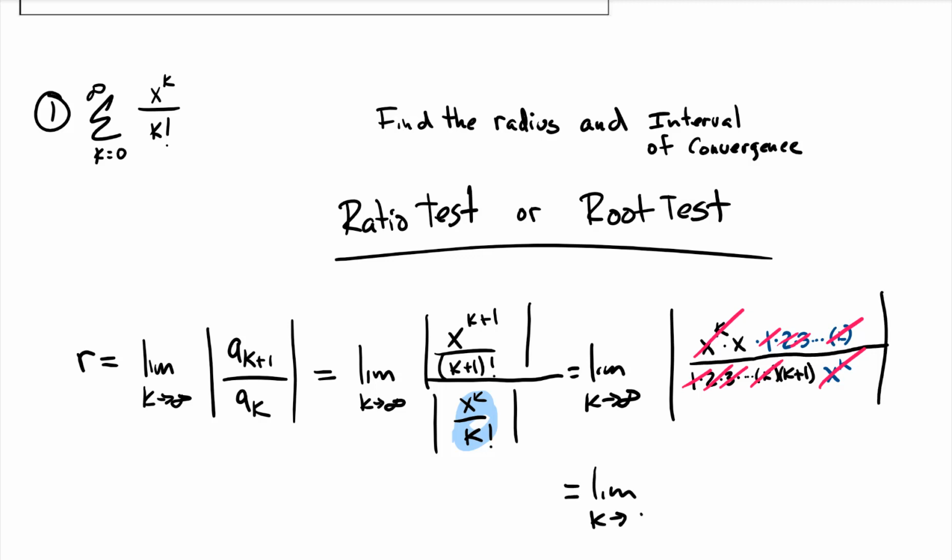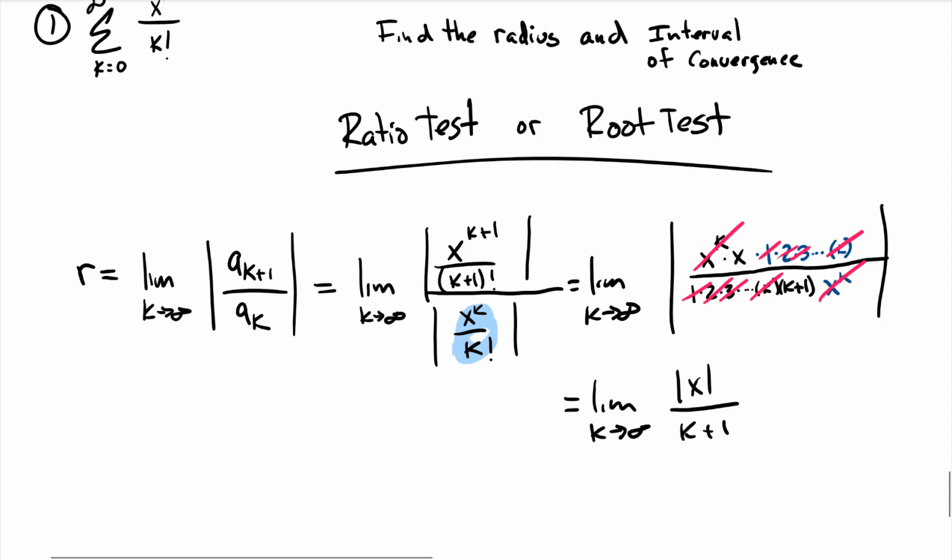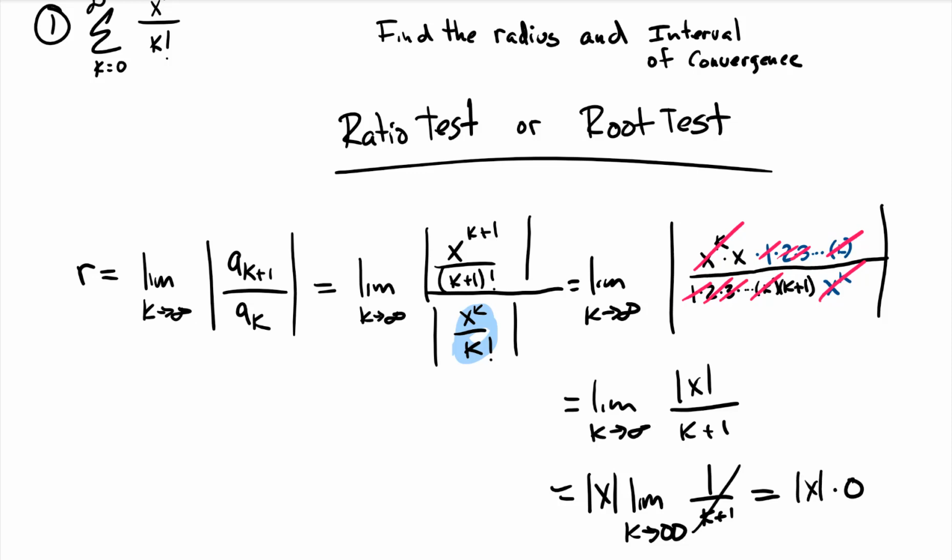So what are we left with? The limit as k goes to infinity of the absolute value of x over k plus 1. Now, does x have anything to do with k? It doesn't. So we can factor out the absolute value of x. I know this was really hard for me when I was learning this. You're like, what's my variable? K is your variable. X is just your x value. So now we take this limit and we find it's the absolute value of x times 0, which goes to 0.